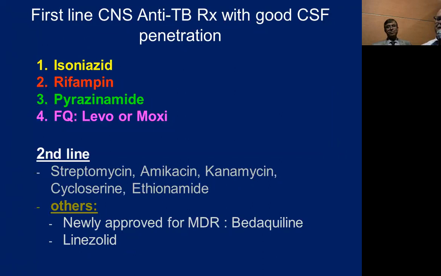Moving on to therapy. So you want to use first-line agents that have good penetration into the CSF. Examples: isoniazid, rifampin, pyrazinamide, and a fluoroquinolone, moxifloxacin or levofloxacin. Second-line agents are available in case of resistance. These are old, archaic drugs that we hate to use because they have many, many side effects and they have to be injectable. So we don't use them except when we're forced. Luckily, the pipeline has produced some newer anti-TB medications. Bedaquiline, approved for TB treatment. Linezolid covers TB, and there are some more coming our way.